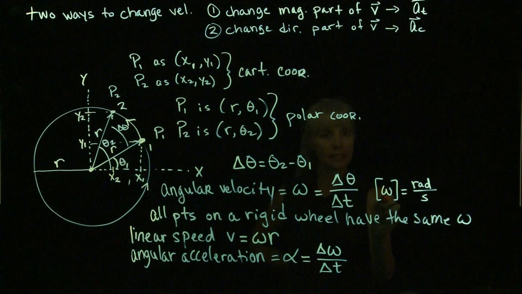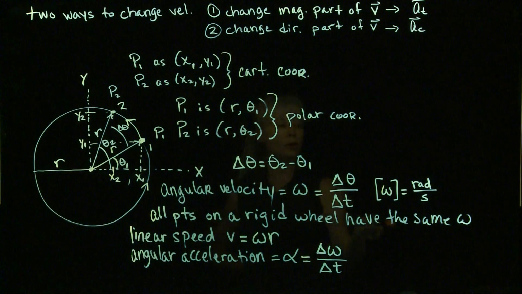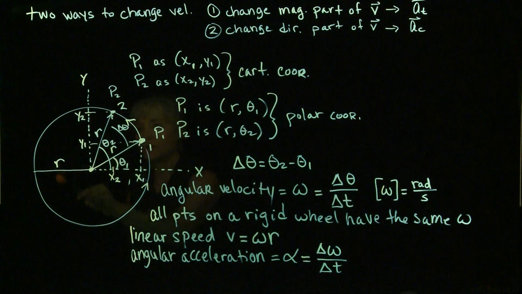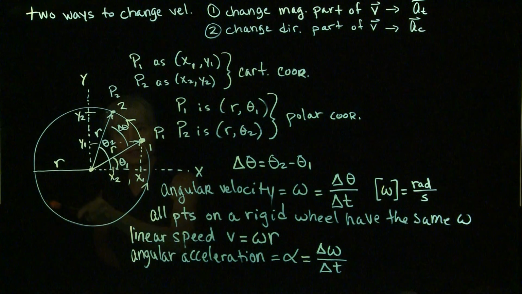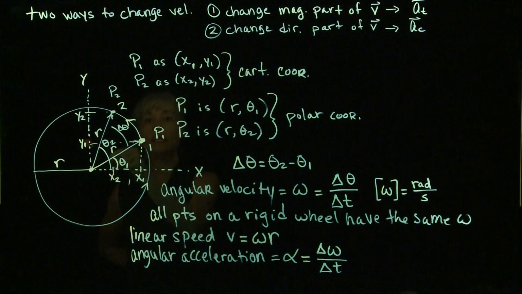The units standard that we will have for omega are going to be radians per second. So radians is the standard unit for angle, and seconds, of course, standard unit for time. All points on the rigid wheel are going to have the same omega. So all points on this wheel are going to be tracing out the same number of revolutions, rotations, radians, degrees per unit time, no matter what units we use, whether we're in standard units or any other units.